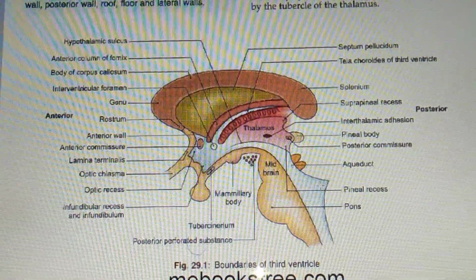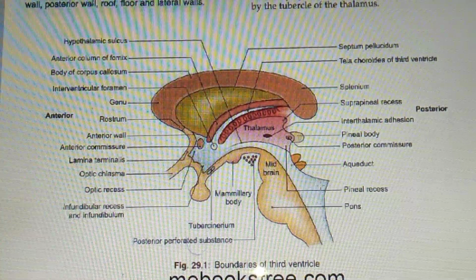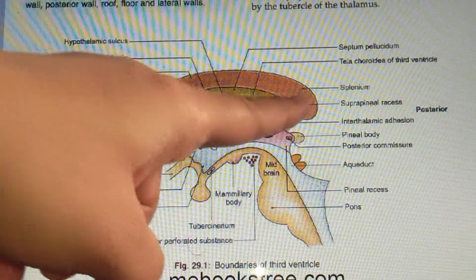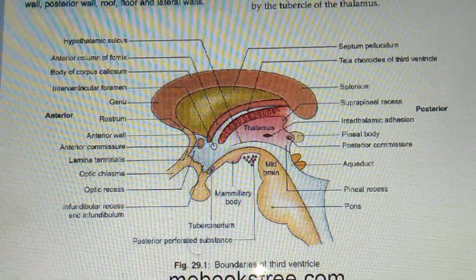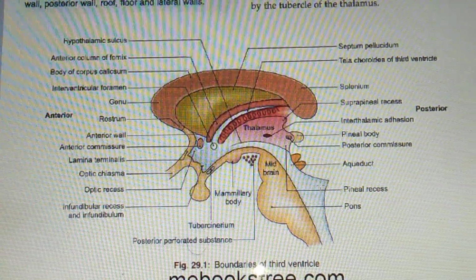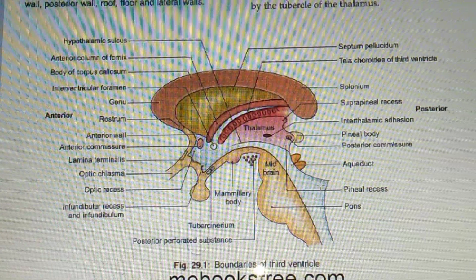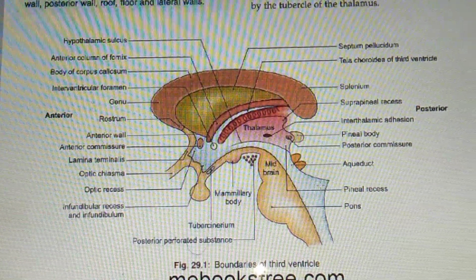The roof of the third ventricle is formed by the ependyma lining the undersurface of the tela choroidea of the third ventricle. Here you can see the tela choroidea shown, right? So that forms the part of the roof. It is the ependyma lining the undersurface of the tela choroidea, and the choroid plexus of the third ventricle projects downwards from the roof.